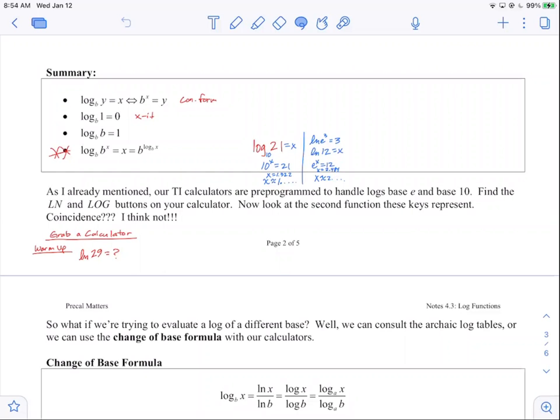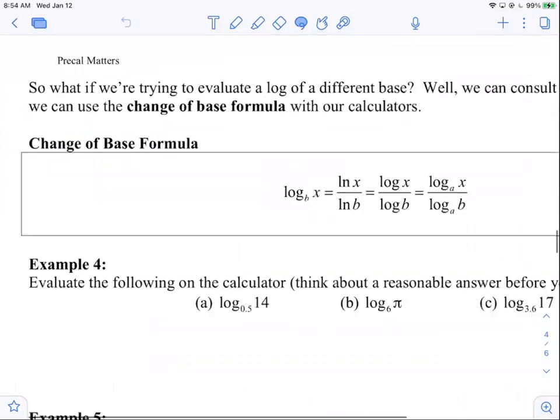Okay, worksheet due Friday. We'll finish the notes tomorrow. I won't be here, and then you work on the worksheet.